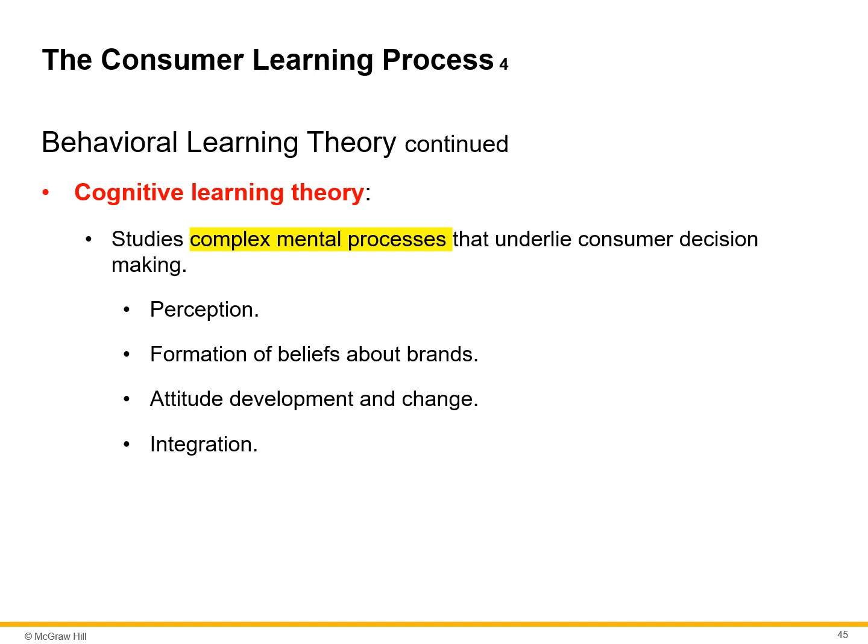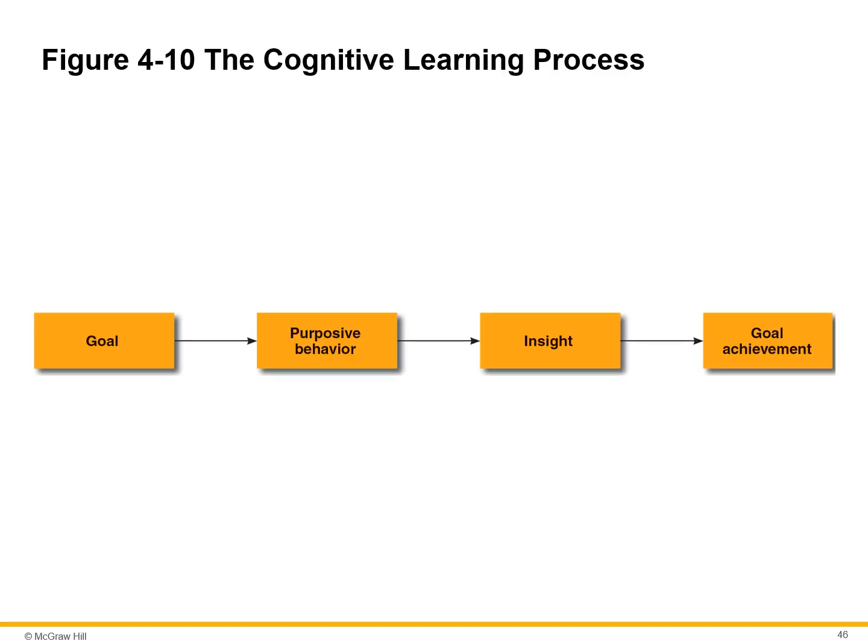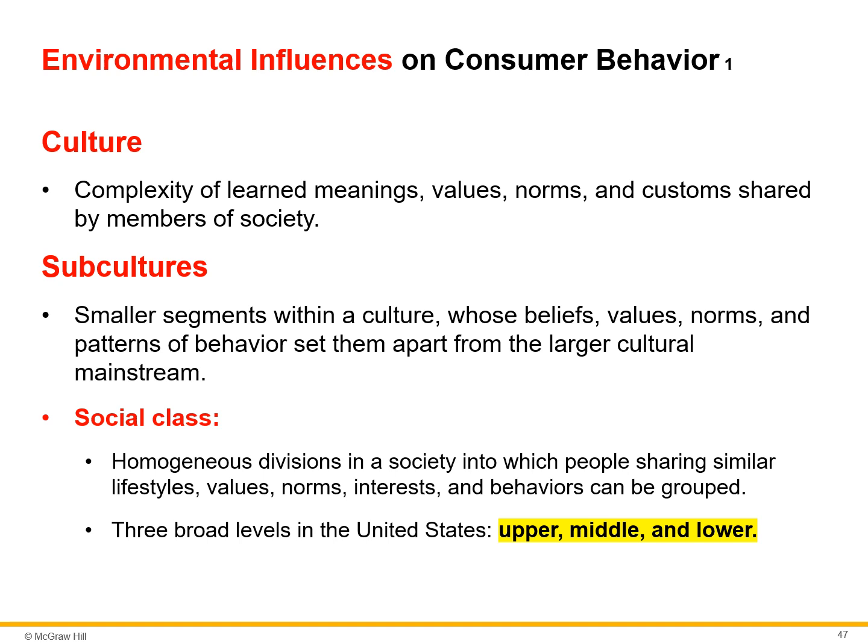Cognitive learning theory studies the complex mental processes that underlie consumer decision making, from perception and formation of beliefs to attitude development, change, and integration. That's behavior learning theory versus cognitive learning theory. Basically this is a cognitive learning process: you set your goal, you turn to your purchase behavior, you gain insight, and you achieve the goal.